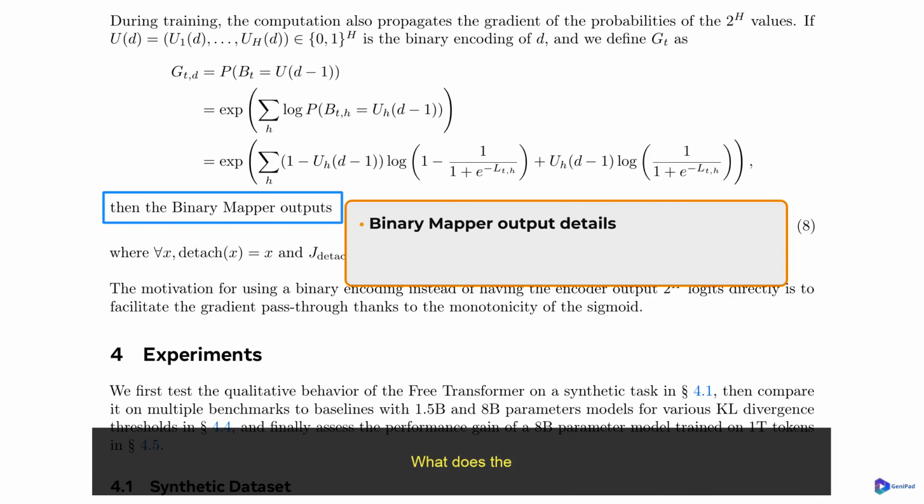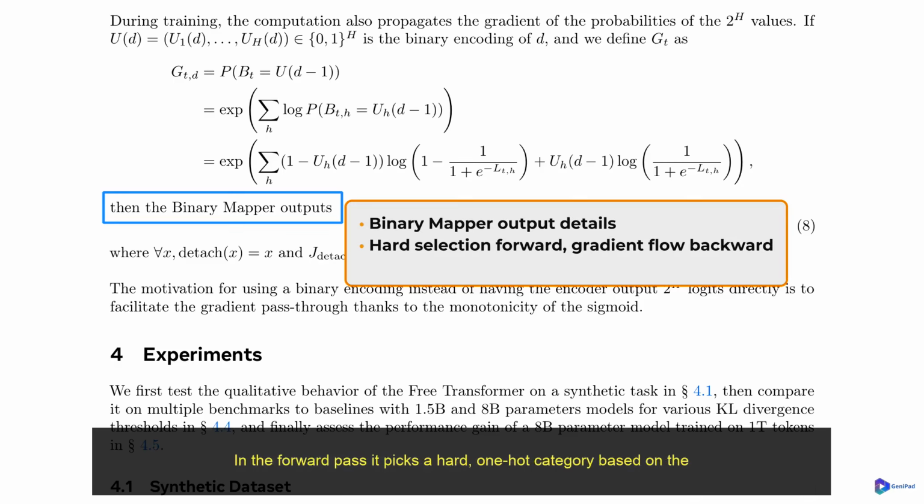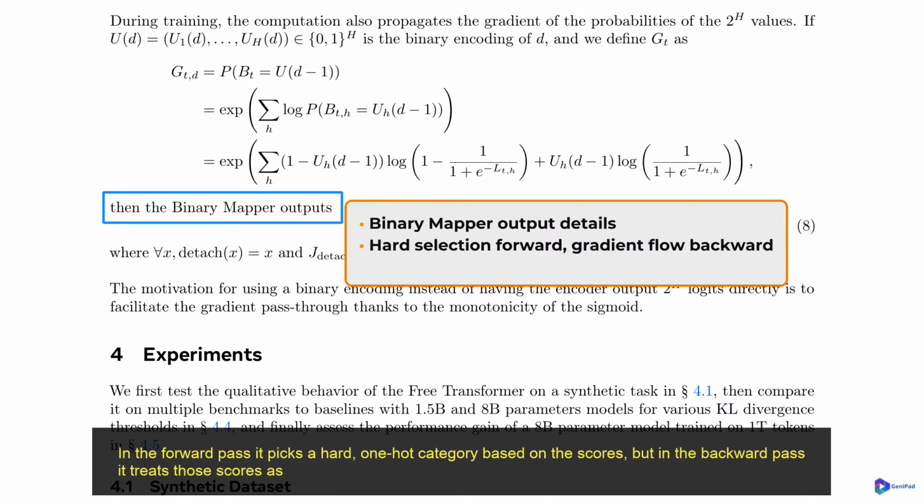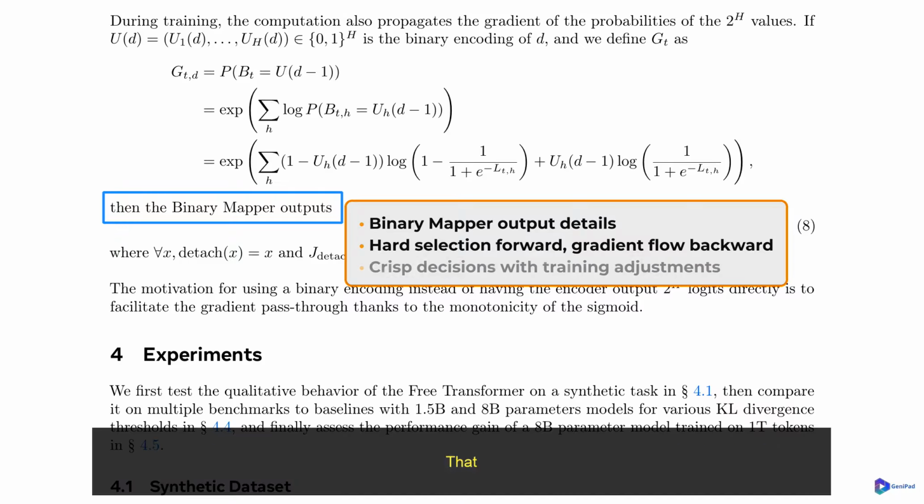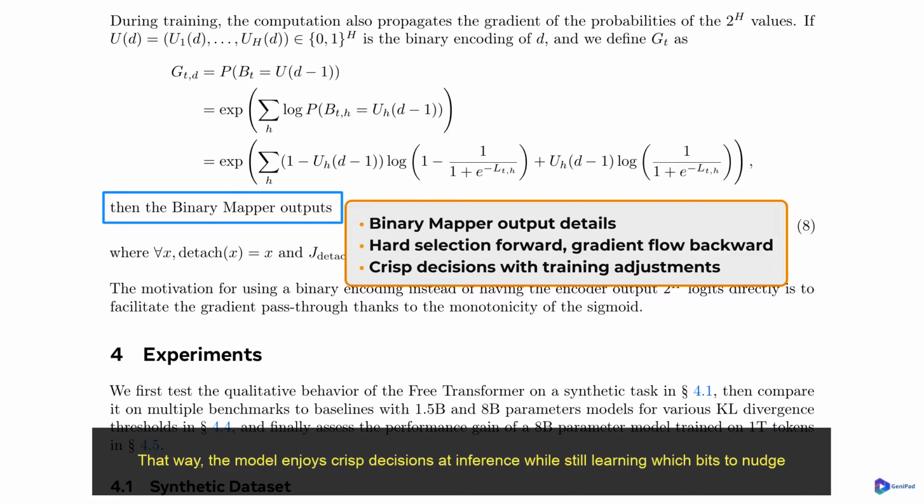What does the binary mapper actually output? In the forward pass, it picks a hard, one-hot category based on the scores, but in the backward pass, it treats those scores as the pathway for gradients. That way, the model enjoys crisp decisions at inference while still learning which bits to nudge during training.